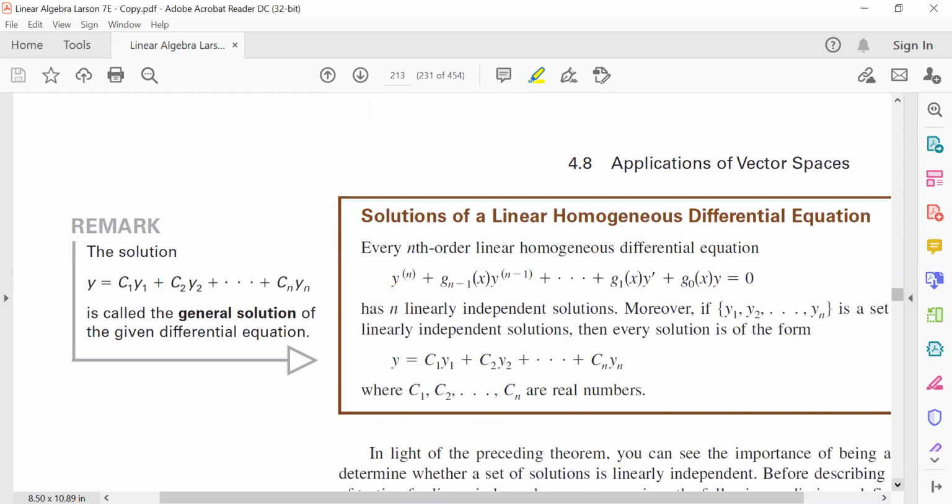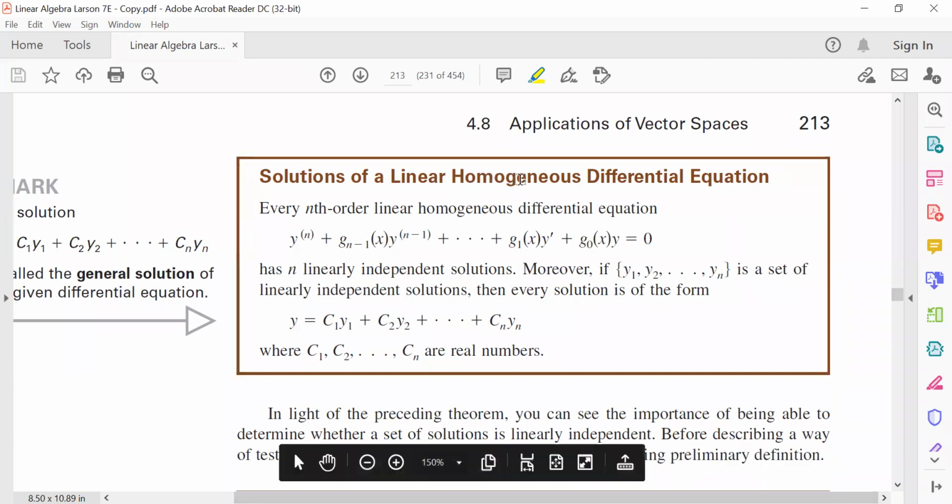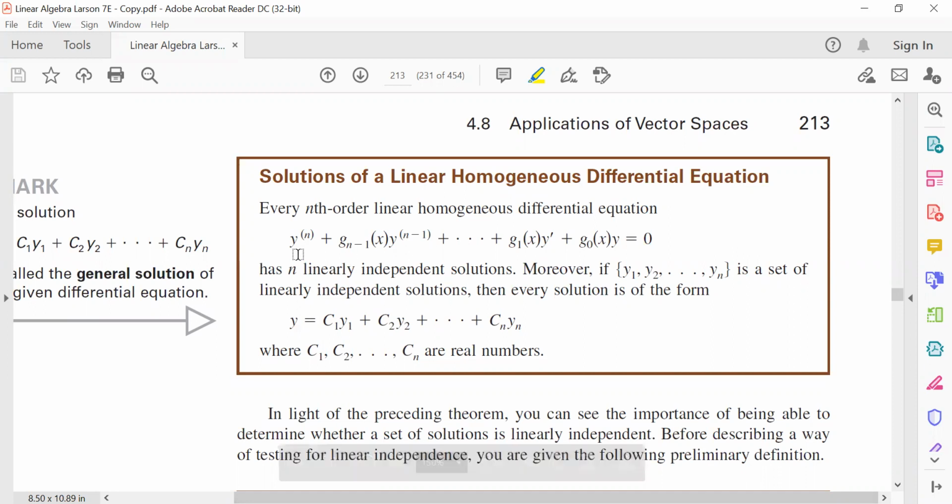Anyways, let's look at a very, very important theorem, which you may have come across in your career, about the solutions of linear homogeneous differential equations. It's a theorem that you may or may not have learned if you ever took differential equations: an nth order linear homogeneous differential equation has n linearly independent solutions. And if y1, y2, ..., yn is a set of linearly independent solutions, then every solution is of the form c1 y1 plus c2 y2 plus dot, dot, dot, plus cn yn, where the c's are all real numbers. And this is how linear differential equations are done. But hold the fort here.